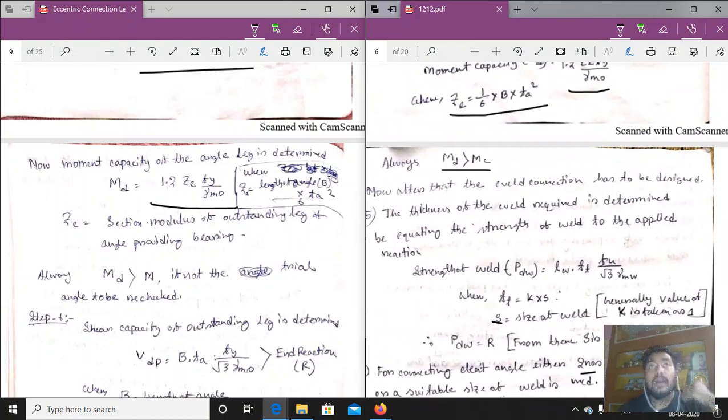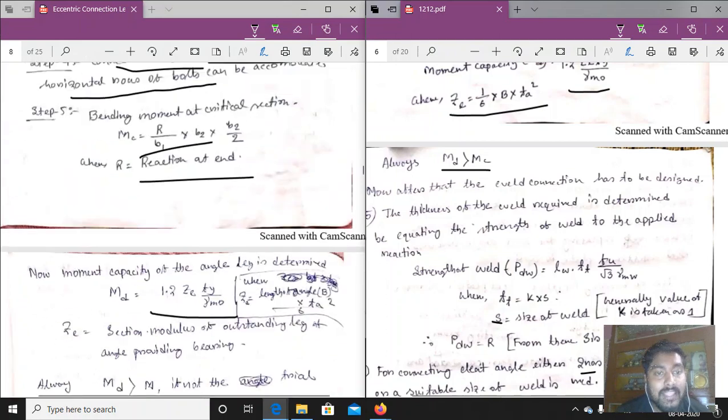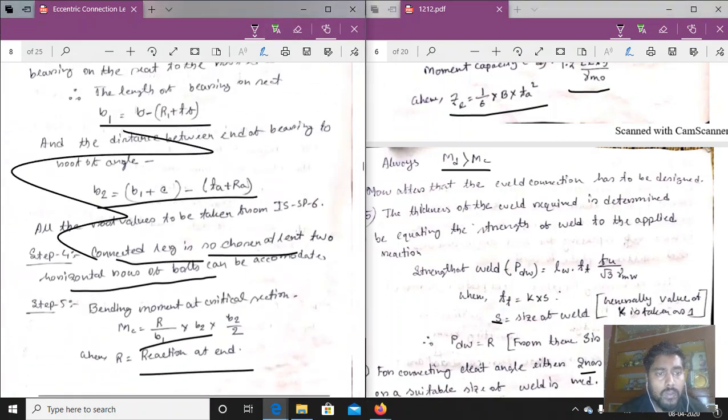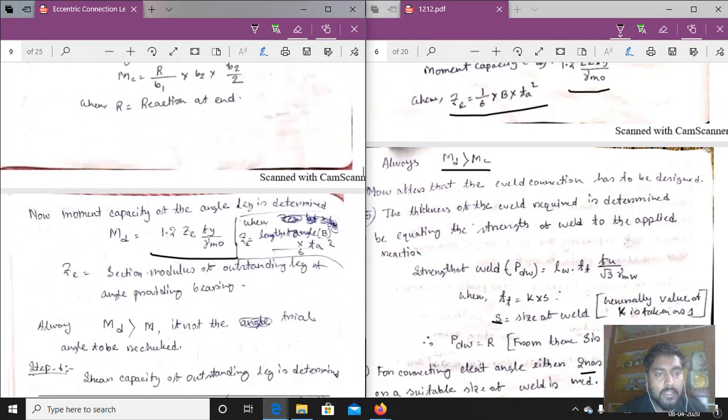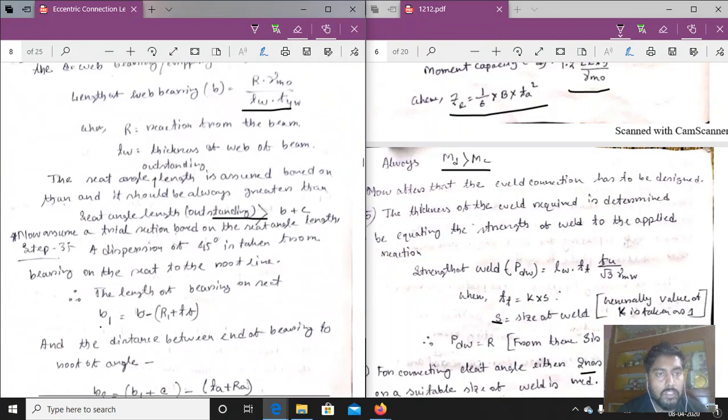Up to here, this is the normal design procedure that is to be followed for the seat angle connection. So we have designed the seat angle. Now we have to design the connection, that is, the weld connection. We don't need the bolt design procedure for the connection now.